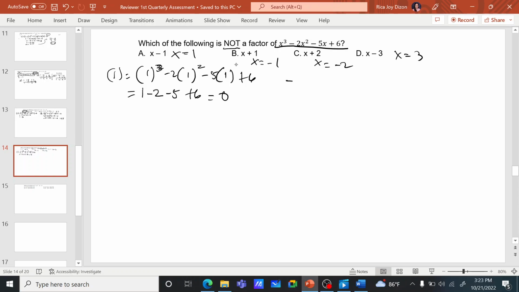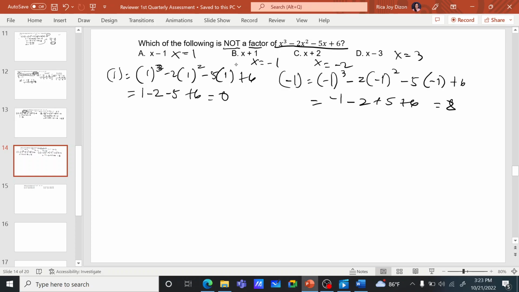Let's try letter B. So for letter B, we change all x with negative 1. Negative 1 cubed minus 2 times negative 1 squared minus 5 times negative 1 plus 6. Negative 1 cubed is negative 1. Negative 1 squared is 1, times negative 2 is negative 2. Negative 5 times negative 1 is 5, plus 6. That's negative 3 plus 5 is 2, plus 6 is 8. So meaning, x plus 1 is not a factor. It's up to you if you'll try C and D in here to determine if they are not factors.